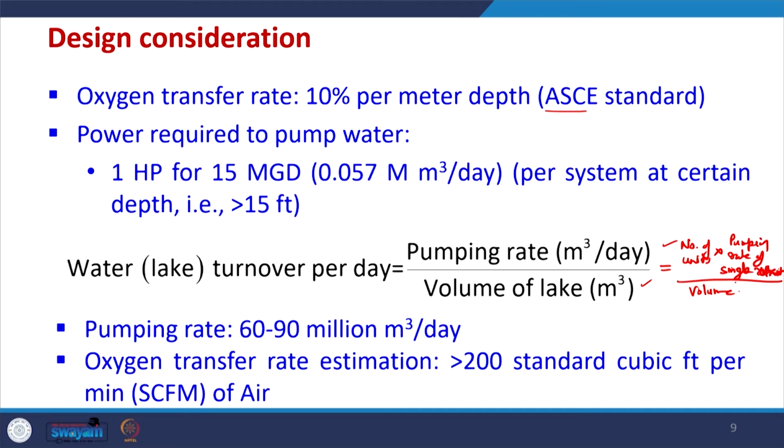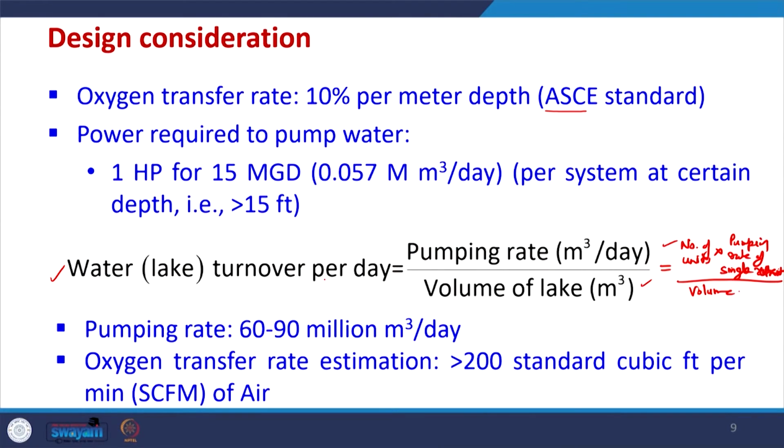Now, generally what is required is the turnover per day that we desire. So, suppose we want that within 4 days the whole of the lake water should get turned over. Under that condition the per day value will be 0.25, because we want the whole of the lake to be turned over in 4 days. So, that means we require the lake turnover per day to be 1/4. If only 1/4 is done per day, then in 4 days we will be able to turn over the whole of the water in the lake.